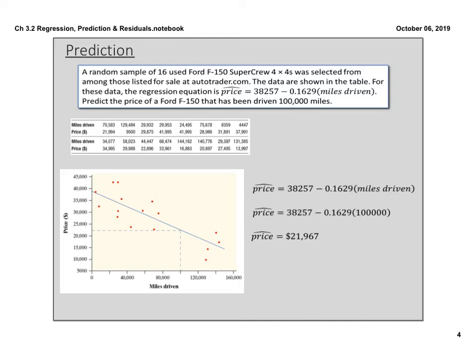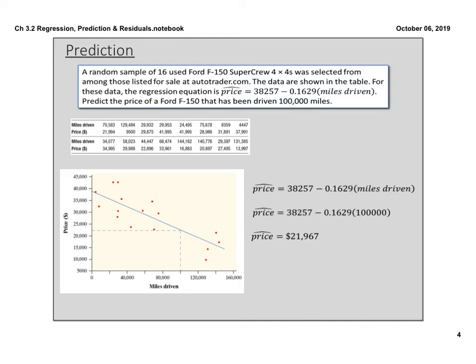So let's just talk a little bit more about what that prediction might be. So I'm going to use the example of 100,000 miles in this prediction here. It says a random sample of 16 used Ford F-150 Super Cruise was selected from among those listed for sale on autotrader.com. The data are shown in the table below. For these data, the regression equation is price hat. The hat of the price, or the predicted price, is equal to 38,257 minus 0.1629 times the miles driven. Predict the price of the Ford F-150 that has been driven 100,000 miles.